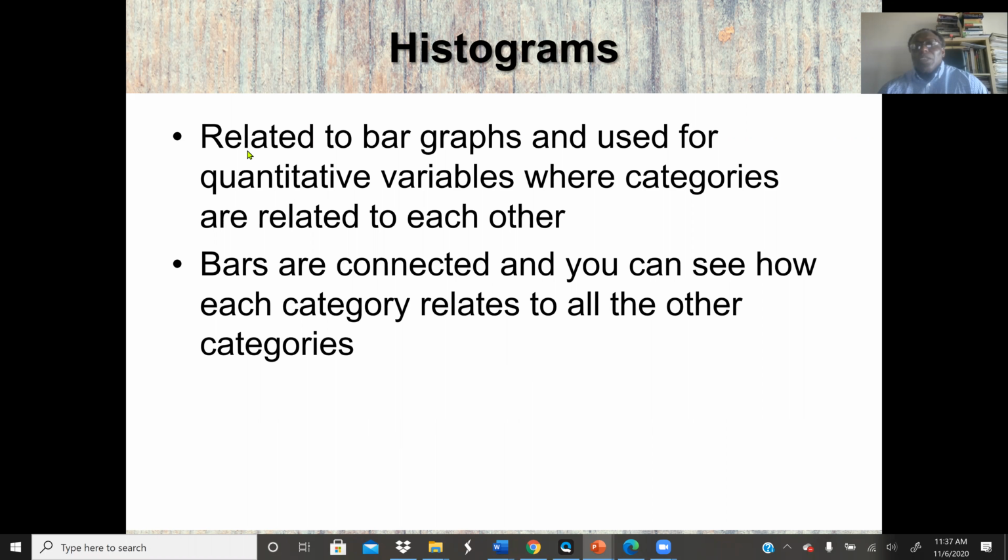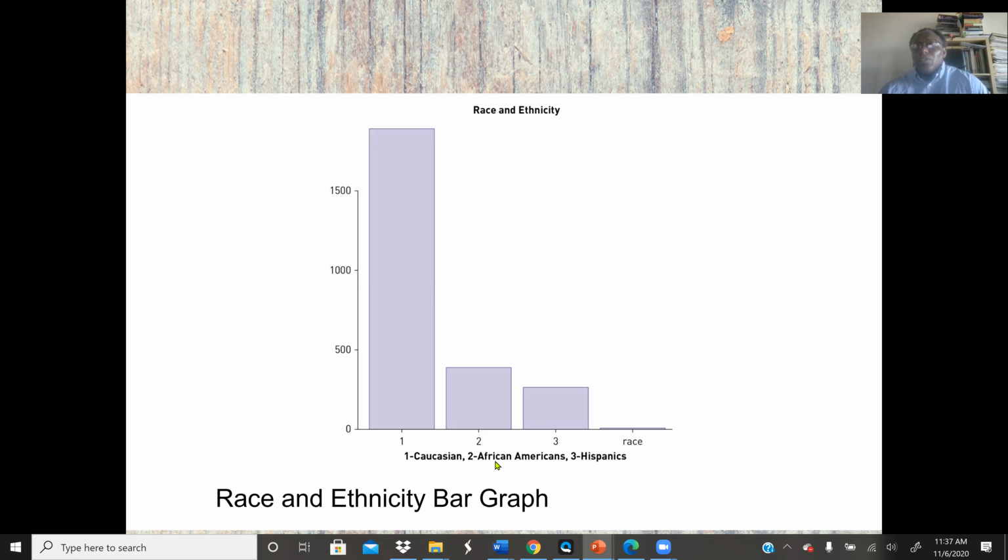So here we say they are related to bar graphs and used for quantitative variables, where categories are normally related to each other. So the bars are connected. You can see in the bar chart, they are not connected. A bar chart can also be used for quantitative or qualitative data, it doesn't matter. And the example here is qualitative because we have Caucasian, African American, Hispanics. This is nominal data, qualitative.